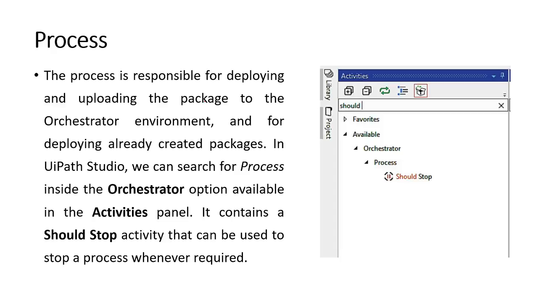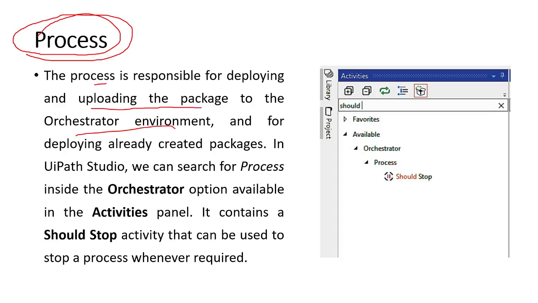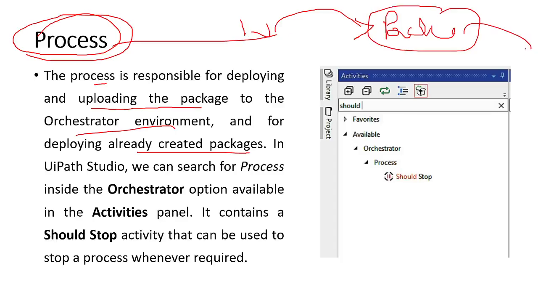Clear? Okay, and there is another interesting component present in the Orchestrator server called process. We shall see what the responsibility of this process is. Process is responsible for deploying and uploading the package to the Orchestrator environment, for deploying already created packages. First, the RPA developer will create the workflow in UiPath Studio and publish it to the Orchestrator server, and then that will become a package. This process is used to deploy the package to the Orchestrator environment. I hope you understood the flow.